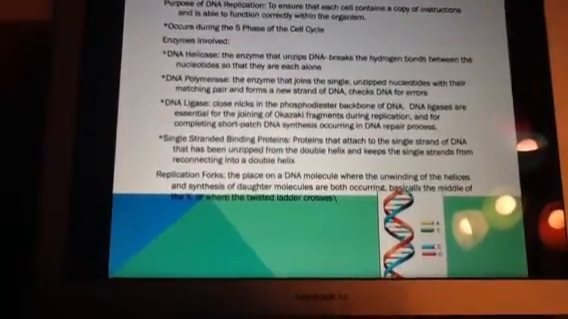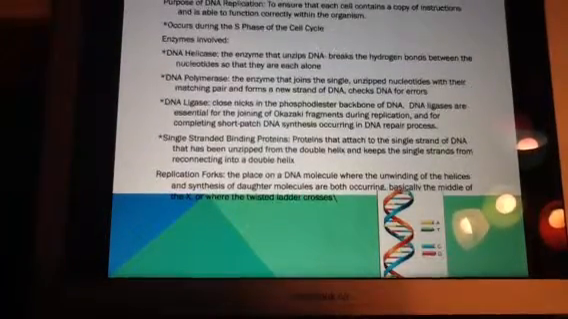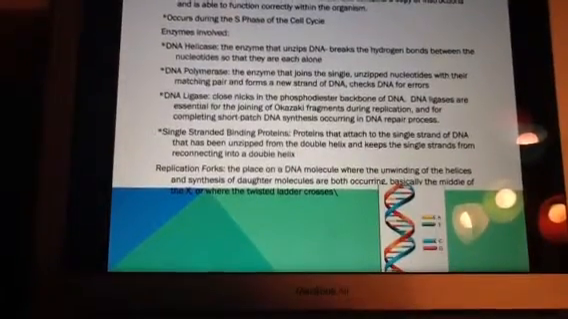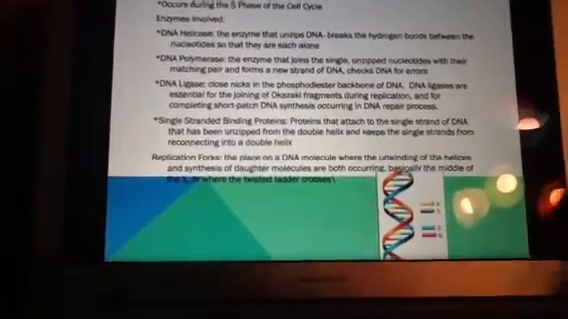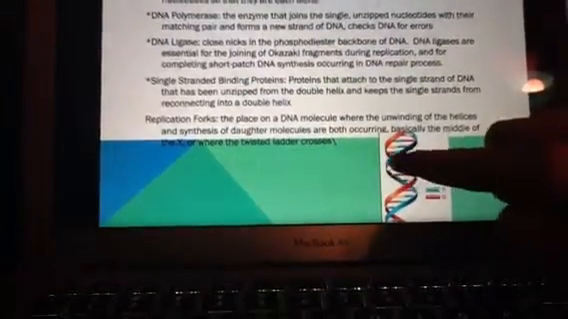And then the replication forks are the place on the DNA molecule where the unwinding of the helices and the synthesis of daughter molecules are both occurring, basically in the middle of the X or where the twisted ladder crosses. So here would be an example of where your replication forks would be, right in the middle of where they cross.